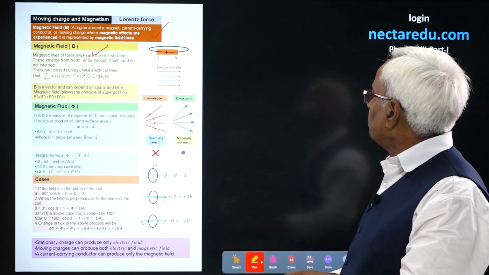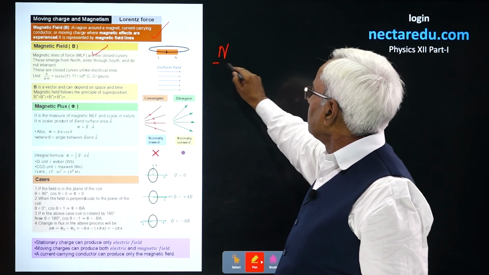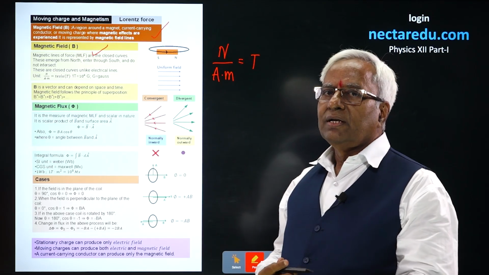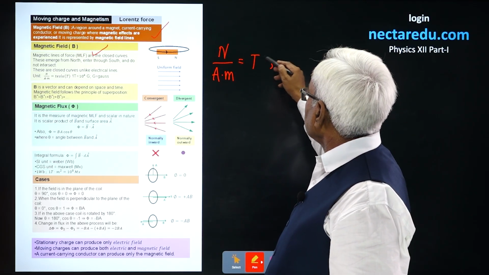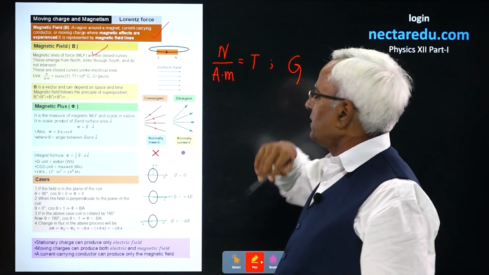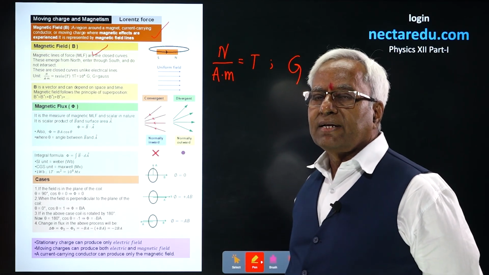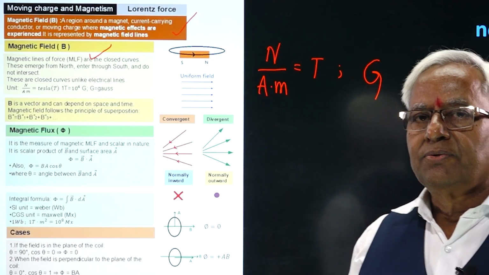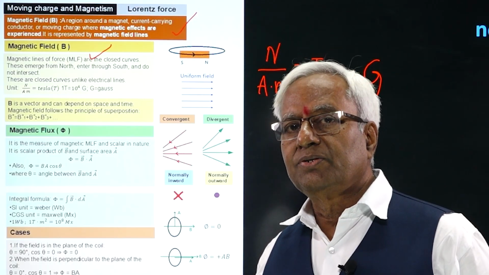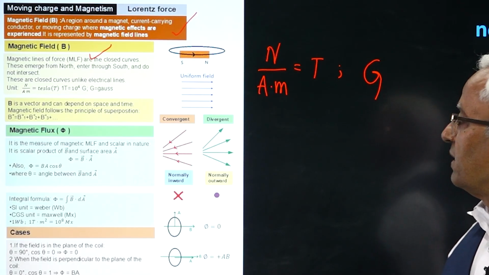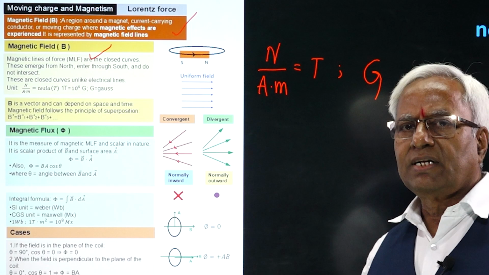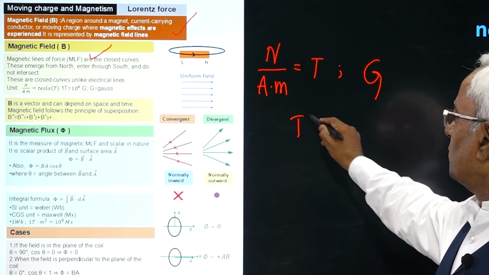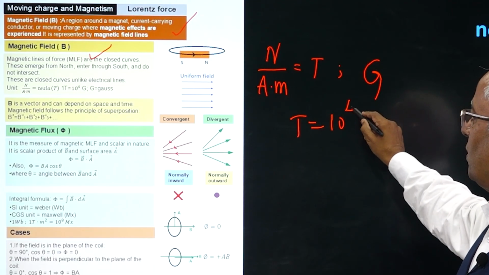Magnetic field, the unit we have in SI, Newton per ampere meter, that's given by Tesla. In CGS system, this unit is replaced by Gauss. 1 Tesla is quite a big unit. That's not very practical. You see, MRIs that are used these days require the magnetic field of this order, 1 Tesla or 1.5 Tesla. 1 Tesla is also equal to 10 to the power 4 Gauss.